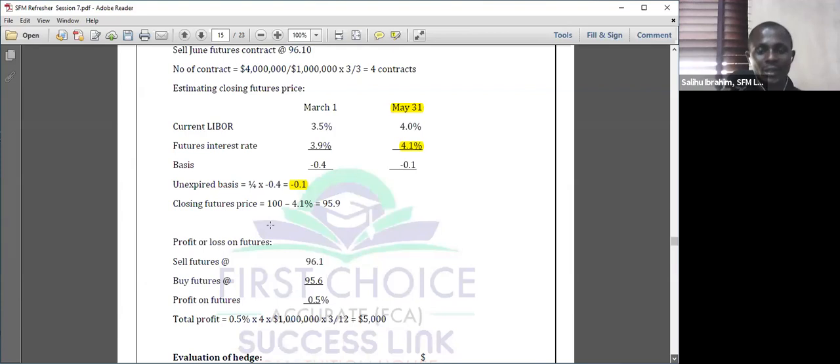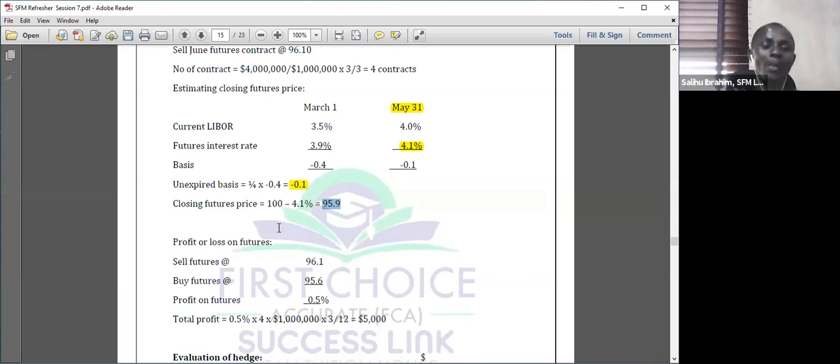Now, this is my closing futures rate, 4.1. From there I can now get my closing futures price. You already know the principle. My closing futures price is going to be 100 minus the closing futures rate. So I have 95.9. That is my closing futures price.